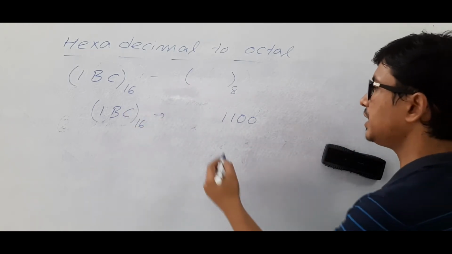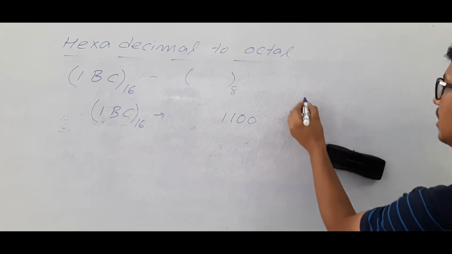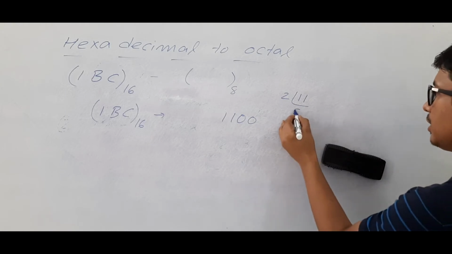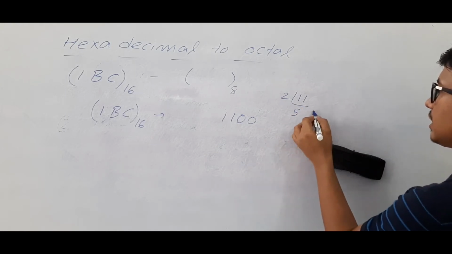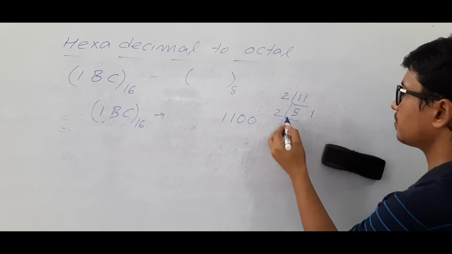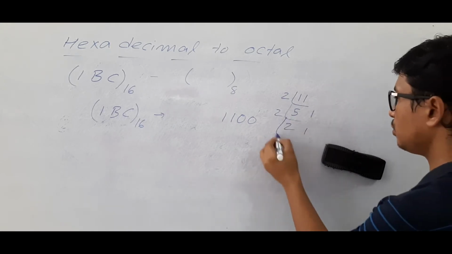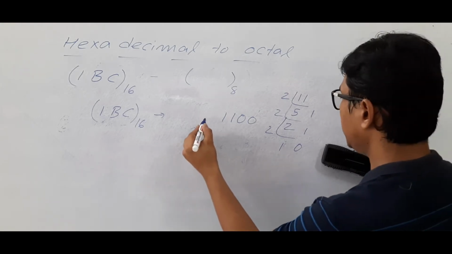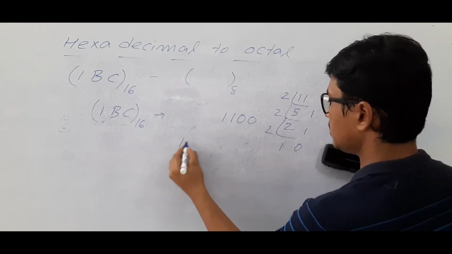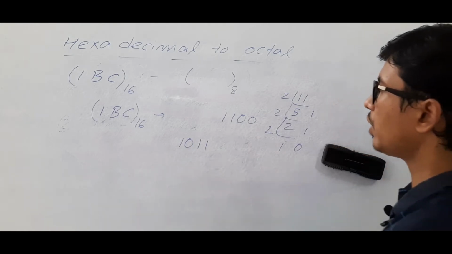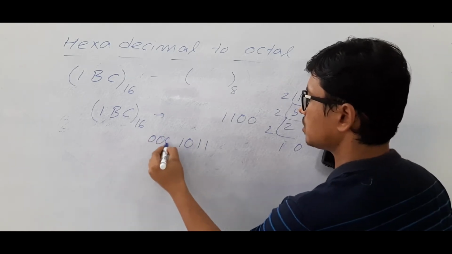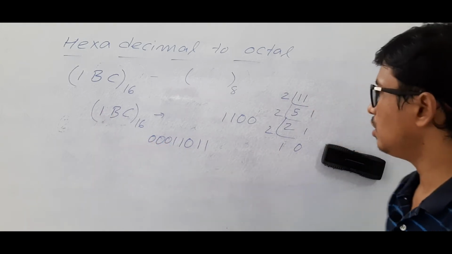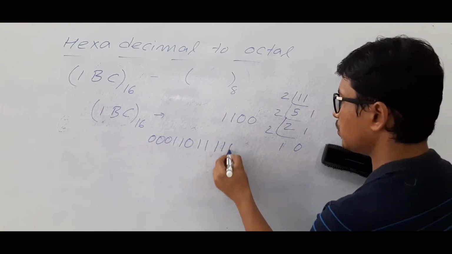Now B I want to represent. What is B? 11. If I represent 11 in a binary number, 2 fives are 10, I will get the remainder 1. 2 twos are 4, I will get the remainder 1. 2 ones are 2, I will get the remainder 0. So B can be represented as 1011, and 1 I can represent in 4 bits as 0001, and C will be 1100.